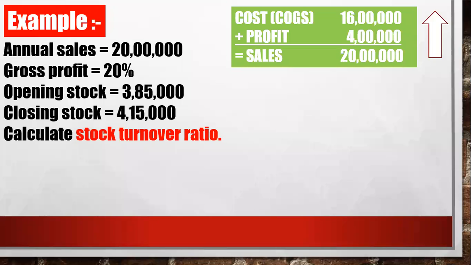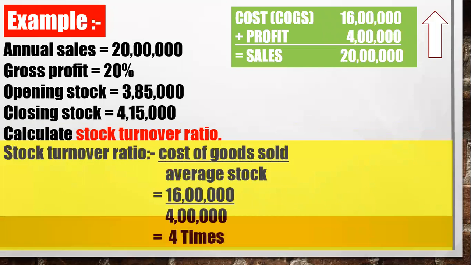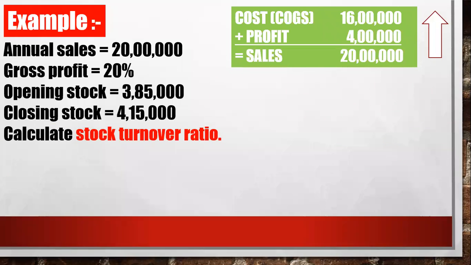You have to calculate the average stock over here. You can do the average stock easily. That is opening stock 3,85,000 plus closing stock 4,15,000 upon 2. Just do that: 3,85,000 plus 4,15,000, you will get 8 lakh upon 2. So you will get 4 lakh average stock.